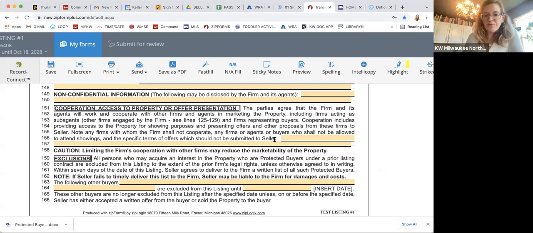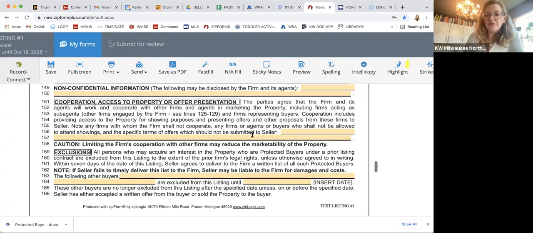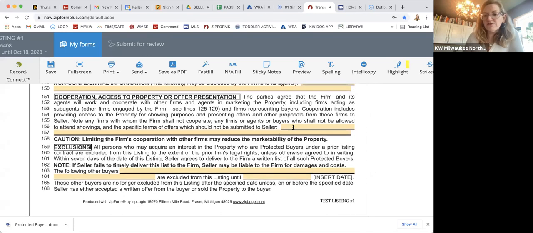Note any firms with whom the firm shall not cooperate, any firms or agents or buyers who shall not be allowed to attend showings, and the specific terms of offers which should not be submitted to the seller. Usually what I see here is a seller who's worked with a prior listing firm or listing agent that they have expressed they do not want back in the property. That's usually what I see here. And you can note that on 156 to 157.